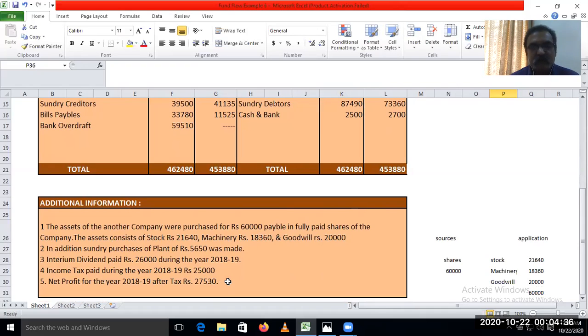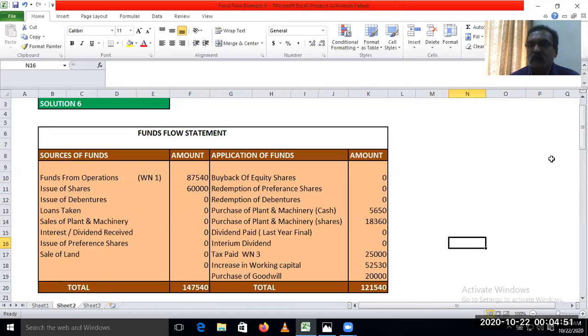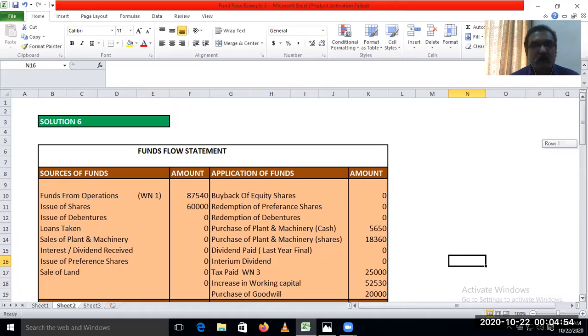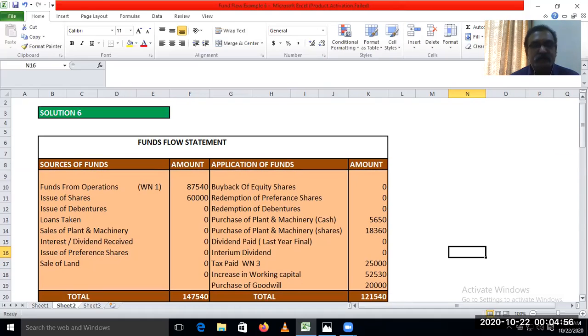Fourth one, income tax paid, that also we have written. Fifth is net profit. We have considered it in funds from operations. So only the payment of interim dividend by rupees 26,000 we have to show on the funds flow statement. So payment of dividend, is it a source or application? Obviously application. So on application side, interim dividend 26,000. It is over. Now we can check whether my funds flow statement is tallied. Sources side total 1,47,540. Application side total 1,47,540.